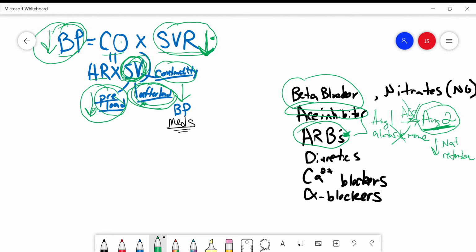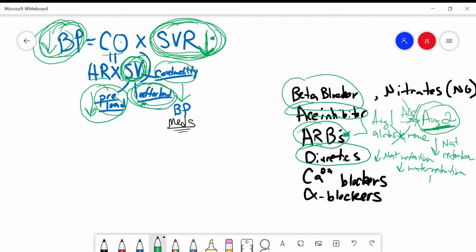But again, the big one for ACE inhibitors and ARBs is this factor. The systemic vascular resistance is decreased, which is going to decrease our blood pressure. Now, diuretics work by decreasing sodium retention. So we're going to decrease sodium retention, and water follows salt. So we're going to decrease water retention. So we're going to decrease volume.